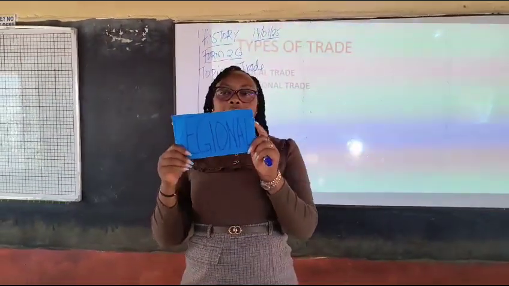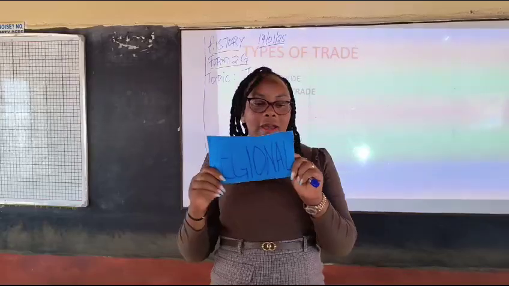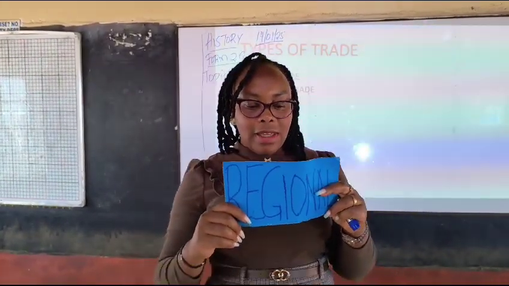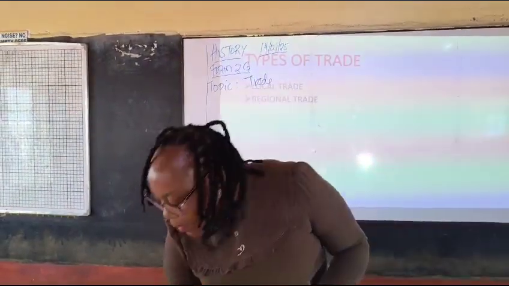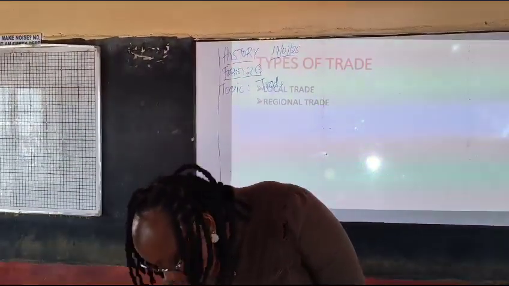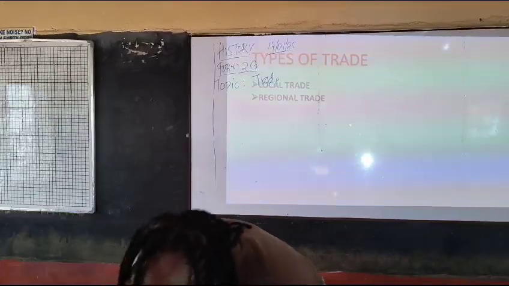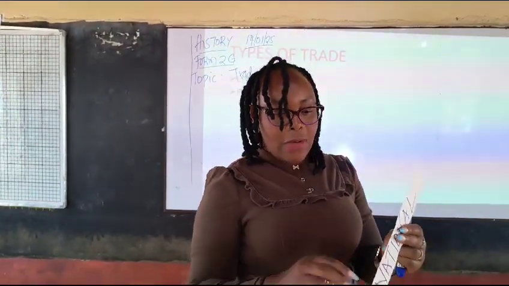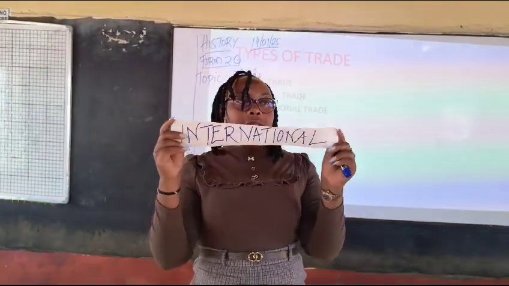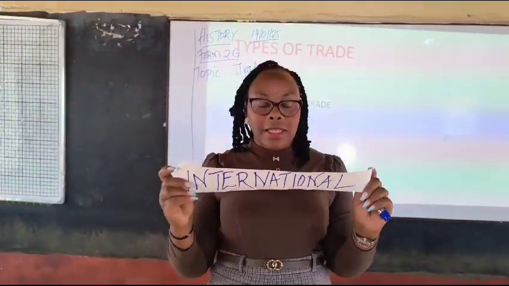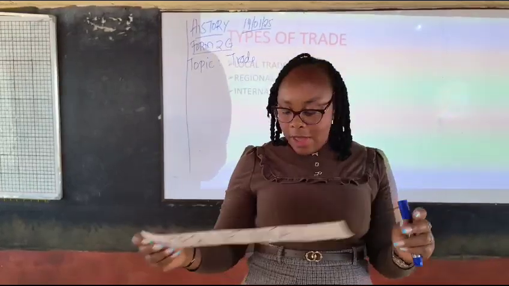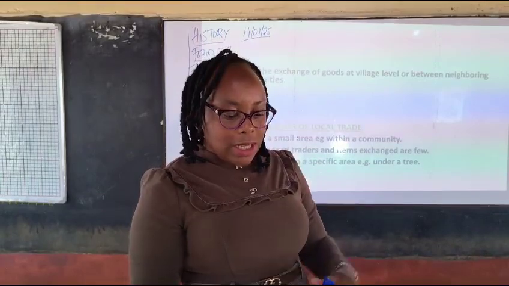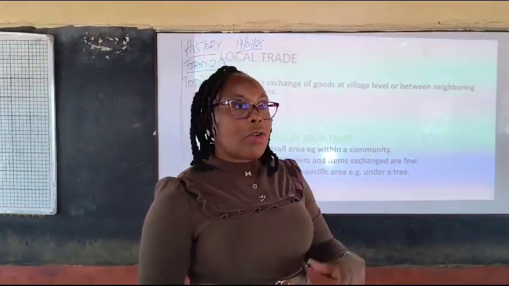If you look at the next page that I have there, it is the regional trade. This is the second trade type that we have. Then from there, I have another one which is called international trade, which is the third one. International trade is the third category that we have. So we are going to take each and every one and see the definition of each.